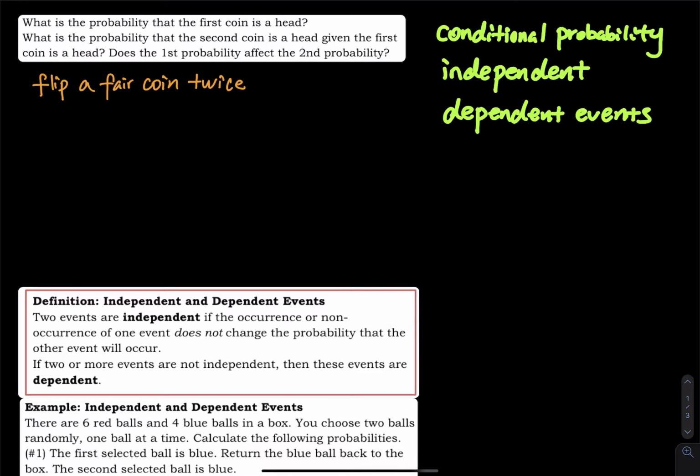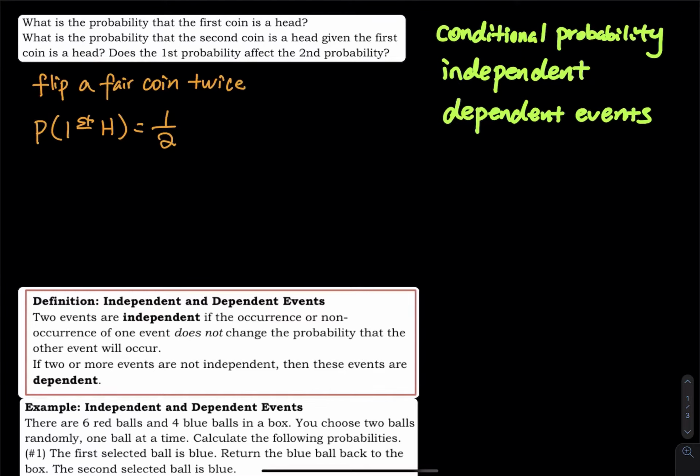So you flip a coin twice. What is the probability that the first coin is a head? So consider the first result. You have a first head, right? So the first head is 1/2. Now, how about this? If you flip the coin again, the probability to get a head is also 1/2, right?